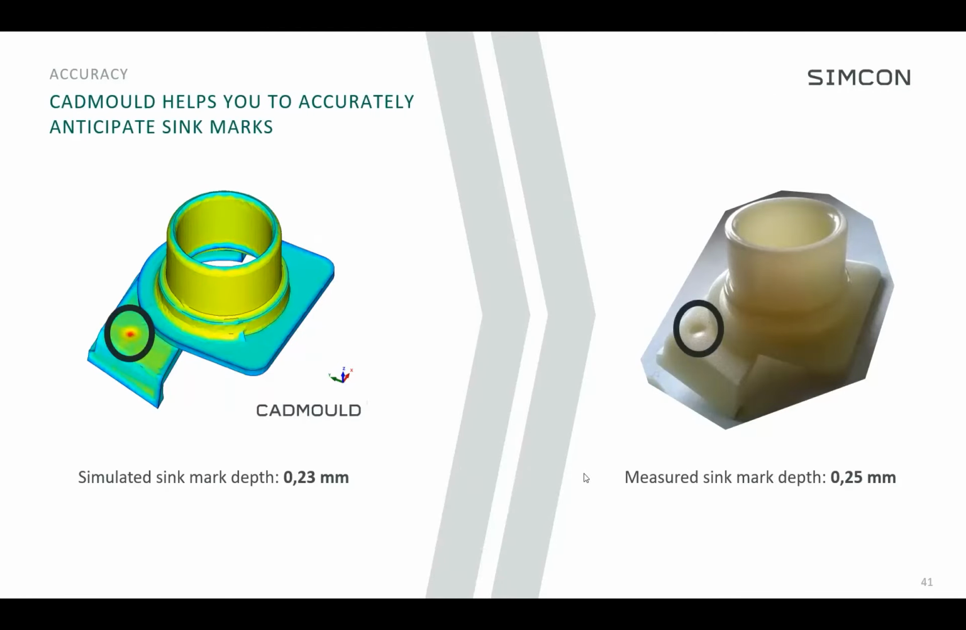Sink mark detection is really effective here. We can see the simulation has outputted a sink mark of 0.23 millimeters compared to the measured sink mark, which was 0.25 millimeters. So again, really accurate results. Seeing where those sink marks are going to be, we can remove those using the Varimos software or by changing some of the variables in CADMould.